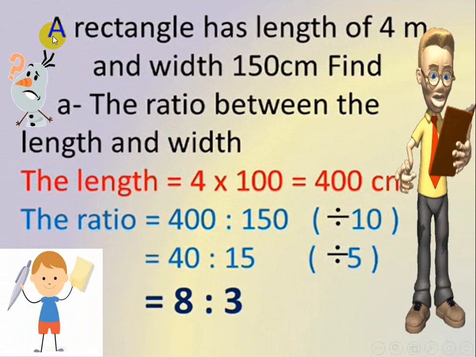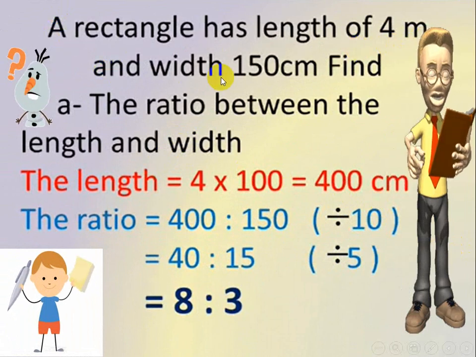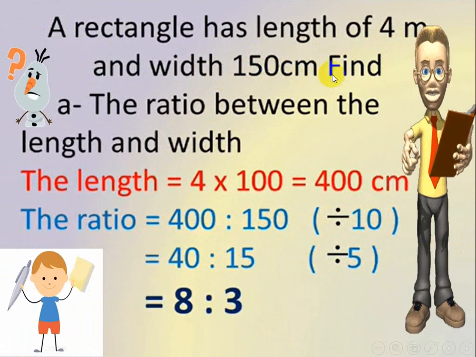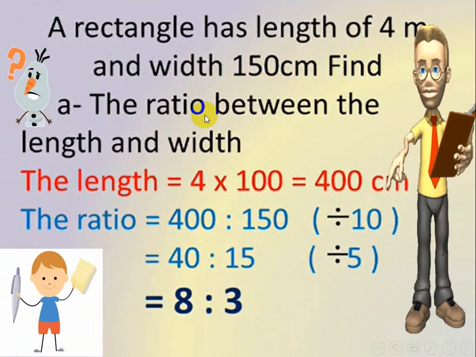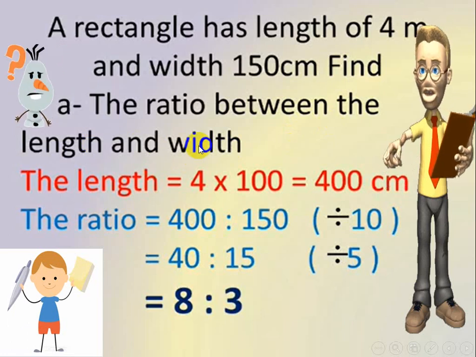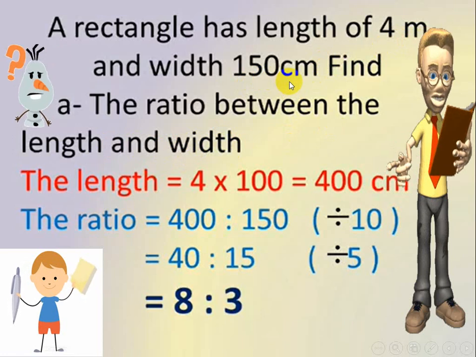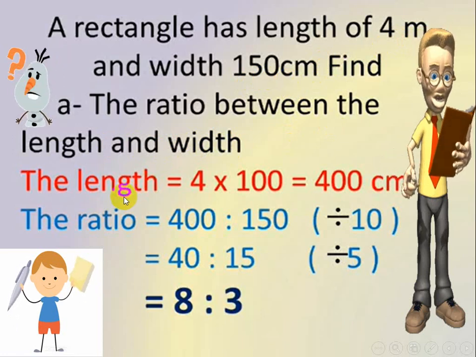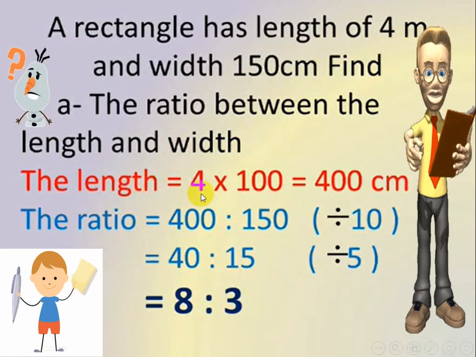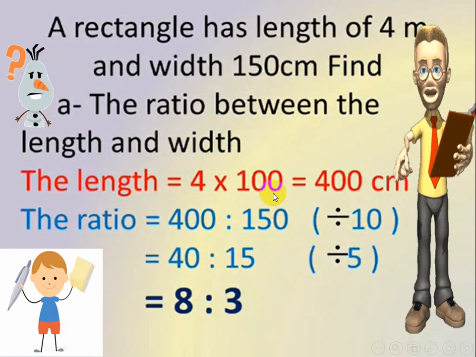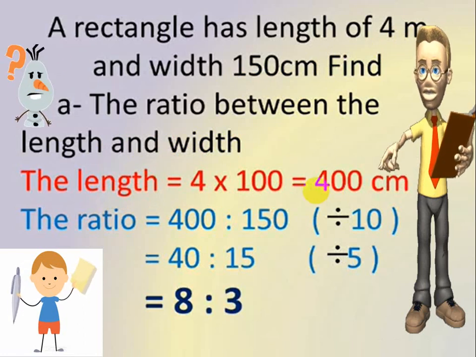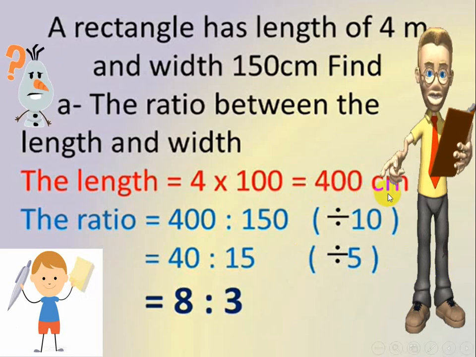Another new example. A rectangle has a length of 4 meters and a width of 150 centimeters. Find the ratio between the length and the width. I can't compare between two different units as we said. So I'll convert the meters. 4 meters, we will do 4 times 100 because 1 meter equals 100 centimeters. So 4 meters equal 400 centimeters.